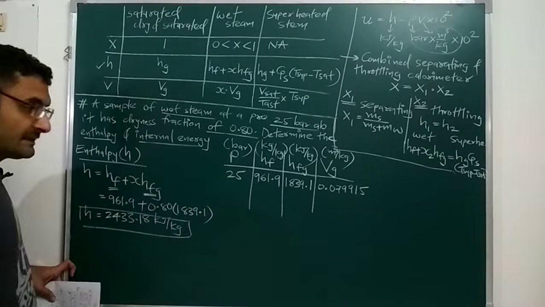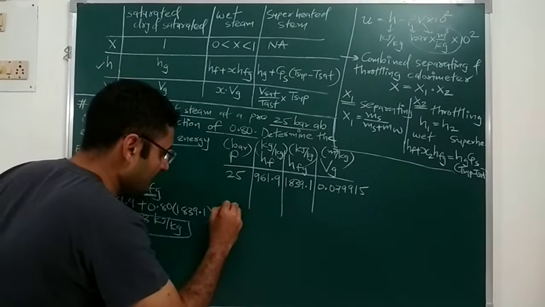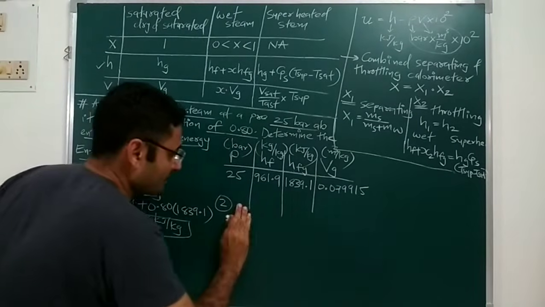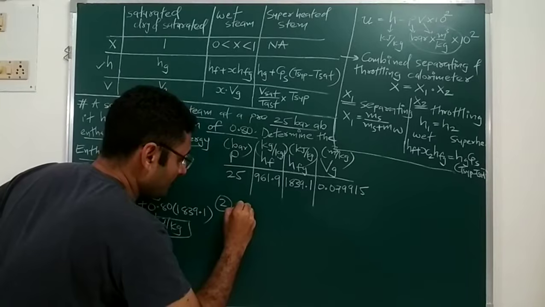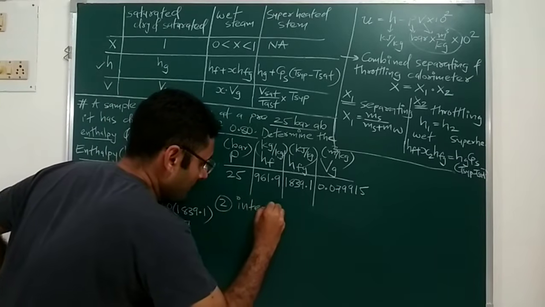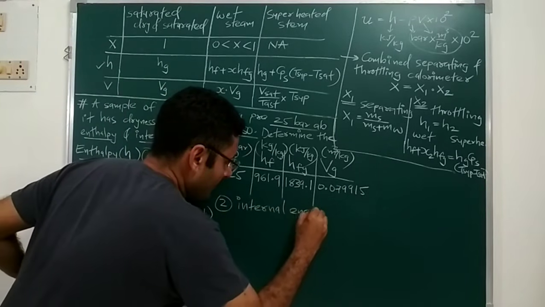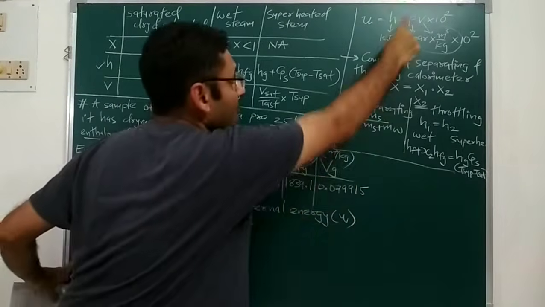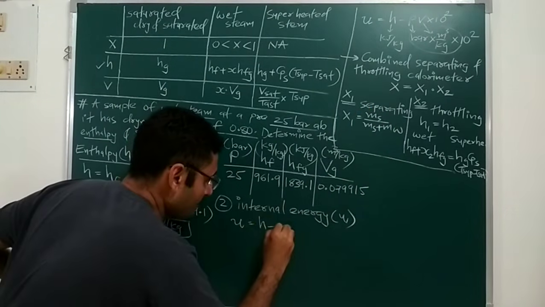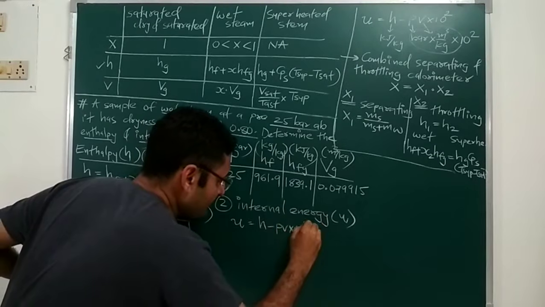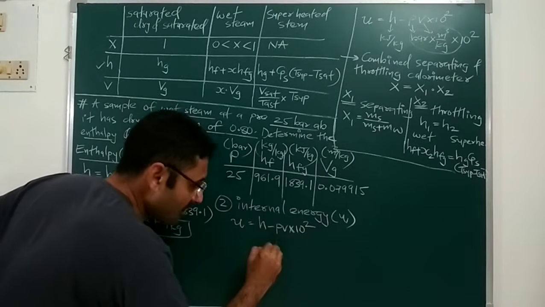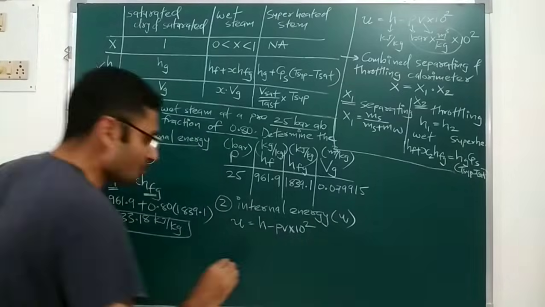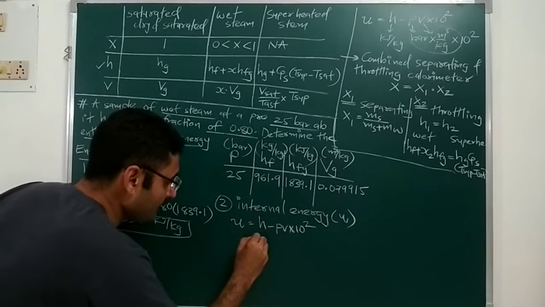Now we will calculate the internal energy. So over here I will write second question. That is your first question. Second question is your internal energy. Internal energy means U, and U equation is U is H minus PV multiplied with 10 raised to 2. That whole equation is not multiplied with 10 raised to 2. That term PV is multiplied with 10 raised to 2 to convert it in kilojoule per kg.